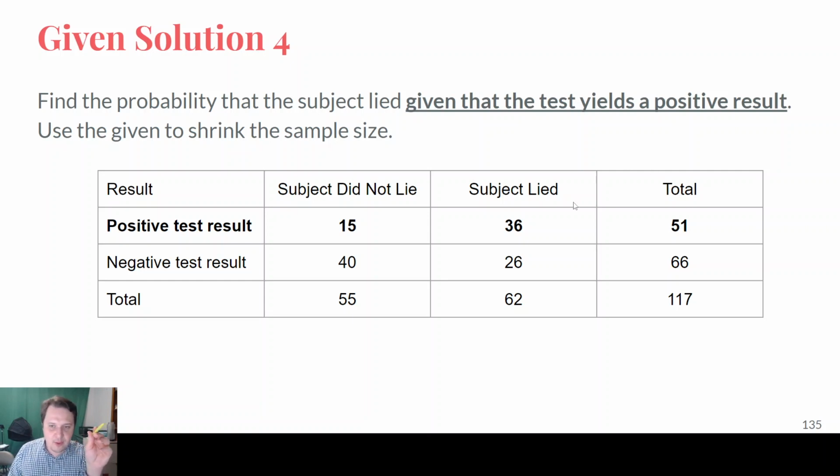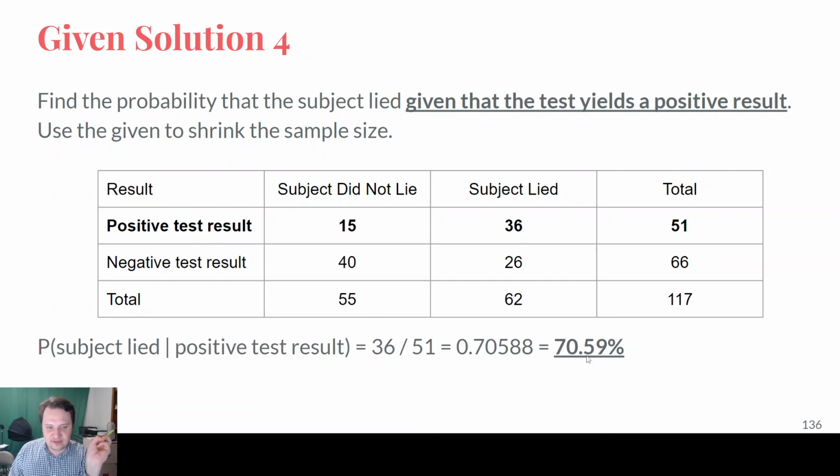Now it says find the probability that they lied. And so 36 out of the 51 lied. And so that's a 70.59% probability. So that's the probability that the test worked correctly in spotting a lie. It was a positive test result and the person lied, so that's a 70% success rate. Not very good, especially if there's a lot riding on the test, I have to tell you.